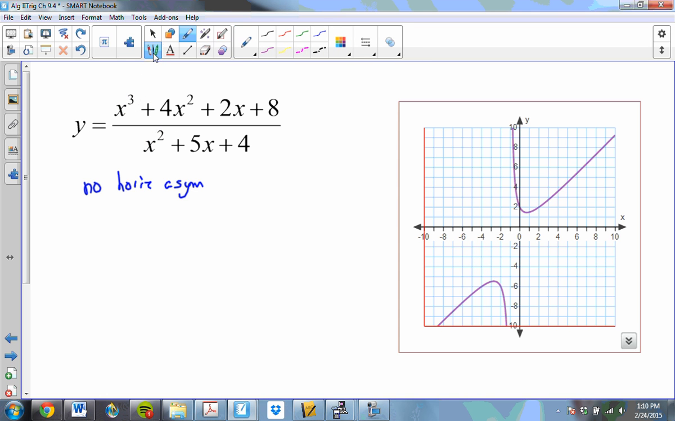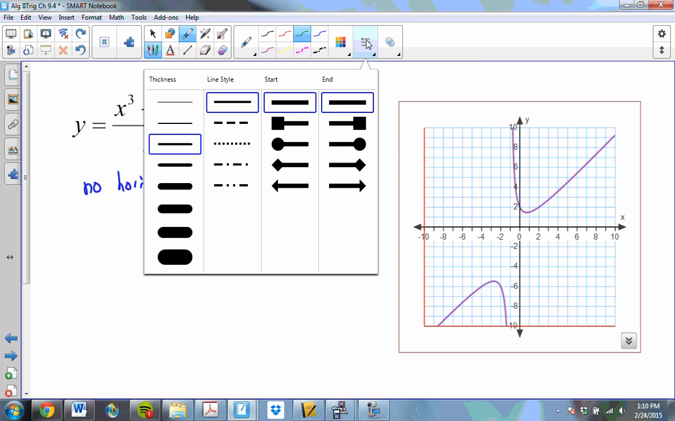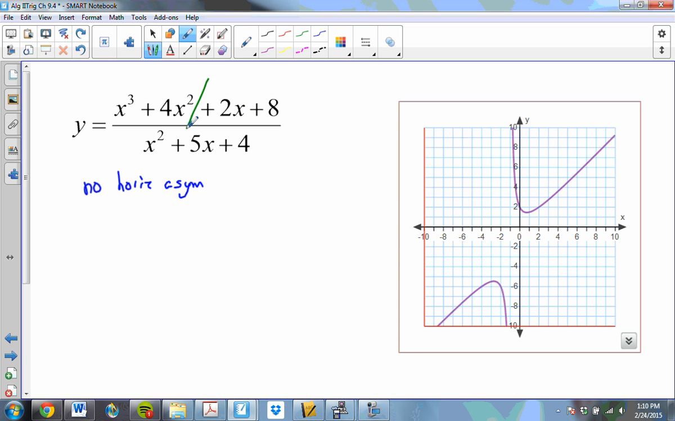The top is a quadnomial. It has 4 terms. So I'm going to see if it can group. If it can't group, sweet. If it can, I'm going to group it. I can pull an x squared out of that first half, and I'm left with x plus 4. I can pull a 2 out of the second half, and I'm left with x plus 4. So I get x squared plus 2 times x plus 4. That's what I get on top. On the bottom, that just becomes x plus 4, x plus 1.